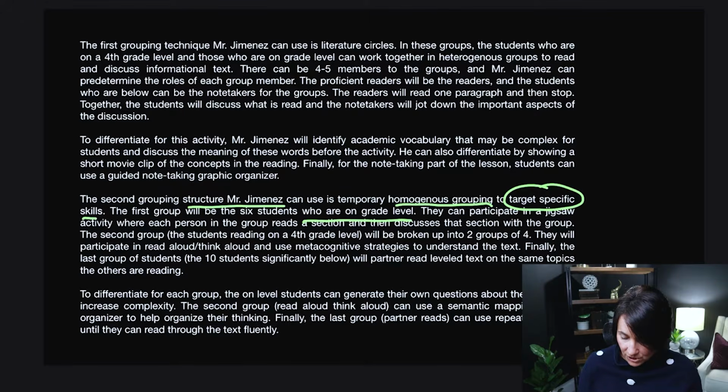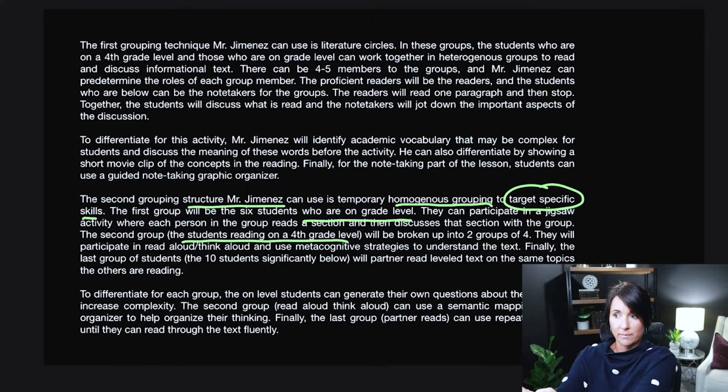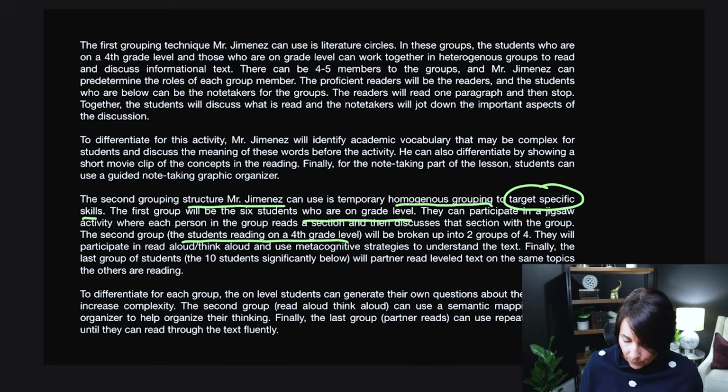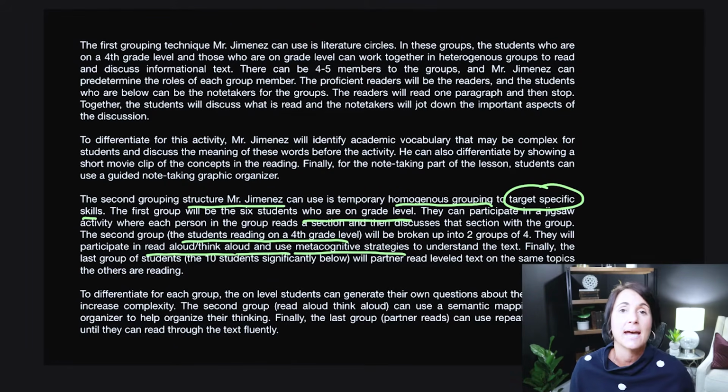The second homogeneous group are going to be the students on the 4th grade level. So they're all going to be in a group on their own. And they could be broken up in 2 groups of 4 because remember, there are 8 of those kids. They will participate in a read aloud, think aloud, and use metacognitive strategies to understand the text.